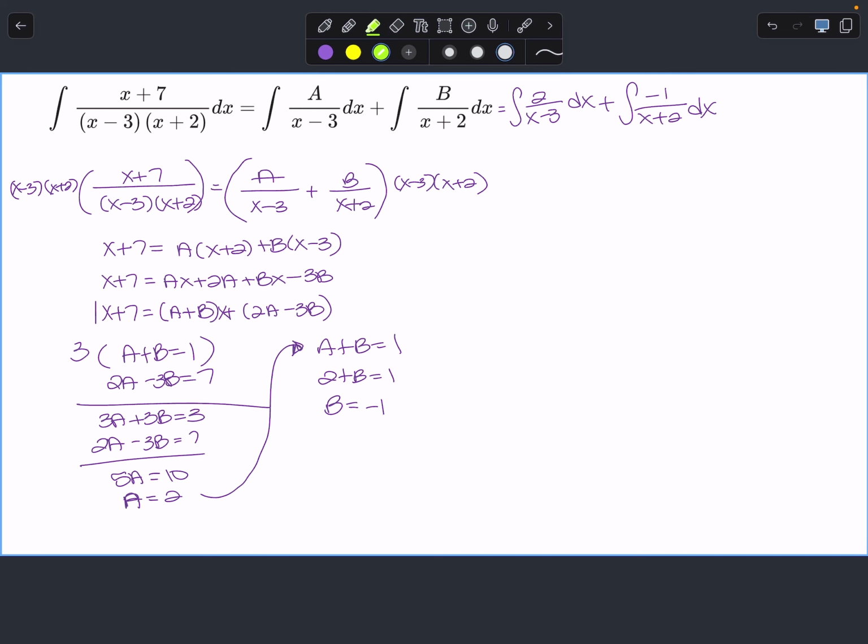Anytime what you have in the denominator is linear, meaning of the form y equals mx plus b, it is always ln as your antiderivative. Anytime it's squared, cubed, to the 4th power, a fractional exponent in the denominator, it is never ln. It is only ln when it's linear. So it has to be y equals mx plus b. Your x has to be to the 1st power. If it's to any other power, it is not ln. So this is a lot of effort for me to get 2 ln absolute value of x minus 3 minus ln absolute value x plus 2 plus c.